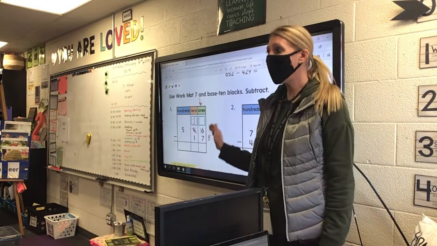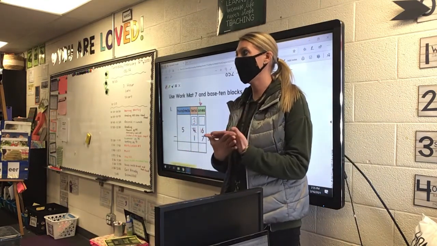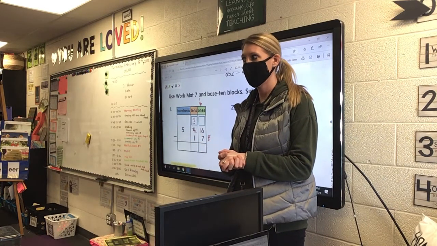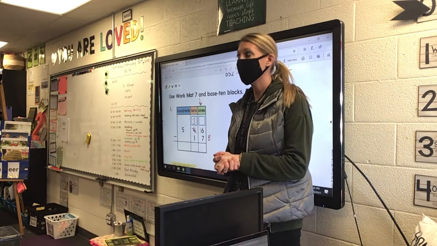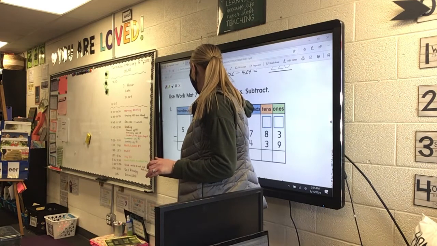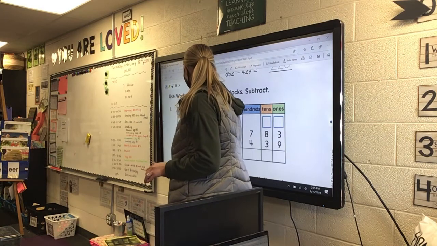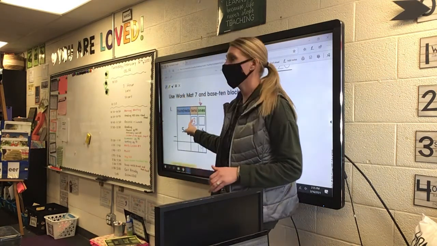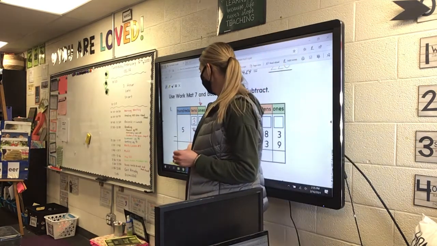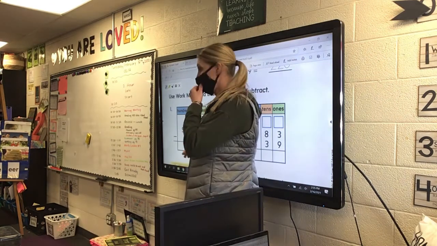Now, I can take 16 and I can take 7 away. This is where we need to know our math facts. What is 16 minus 7? It is 9. Good job. 16 minus 7 is 9. I want to make that a different color so you can see it better. Then, I'm going to go 3 minus 1. What is that, Aria? 2. Good job.